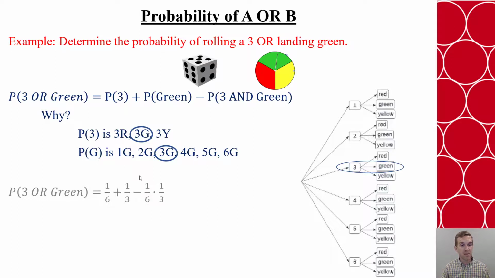So when we set this up, the probability of rolling a 3 was 1/6. The probability of being green was 1/3. And what we're going to subtract was the and piece, the 1/6 times 1/3. That very unique case, so it doesn't get counted twice. And when we do that, we're going to get a common denominator. So 3/18 plus 6/18 minus 1/18 gives us 8/18 or 4/9.